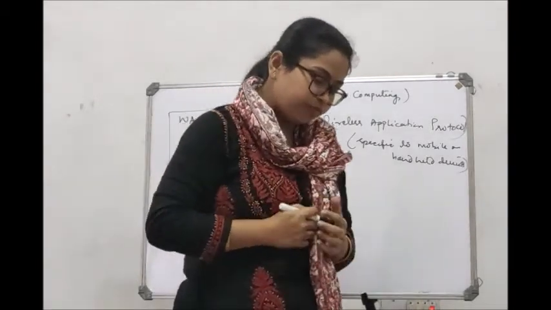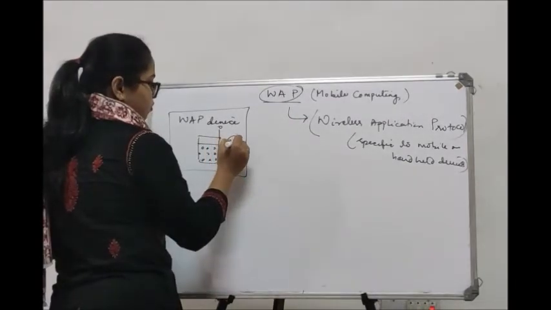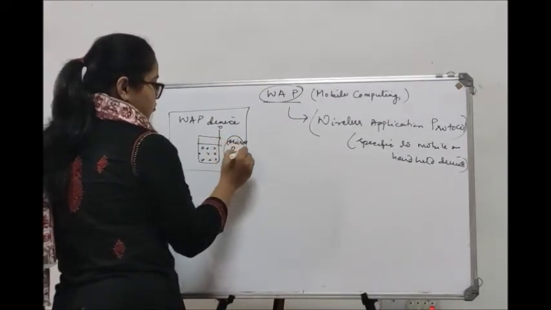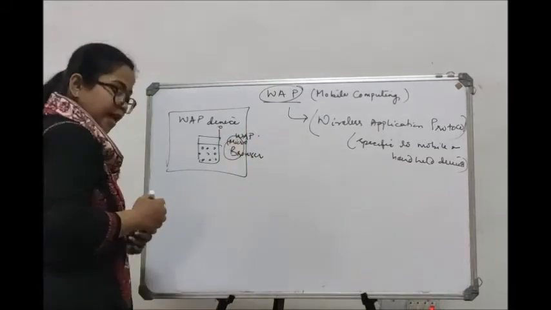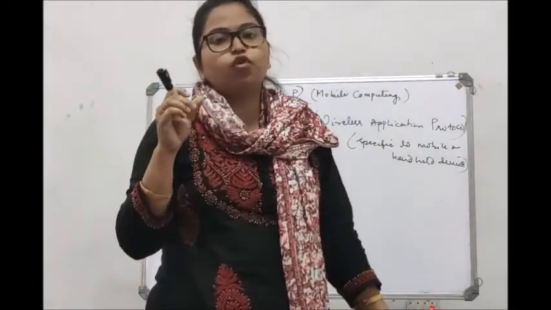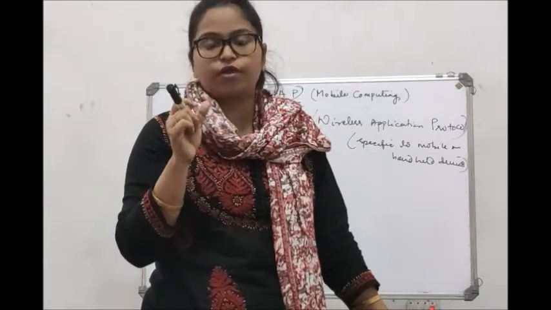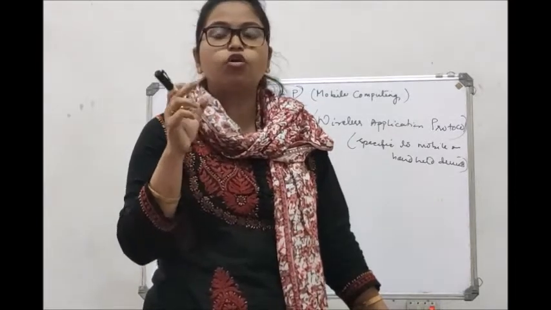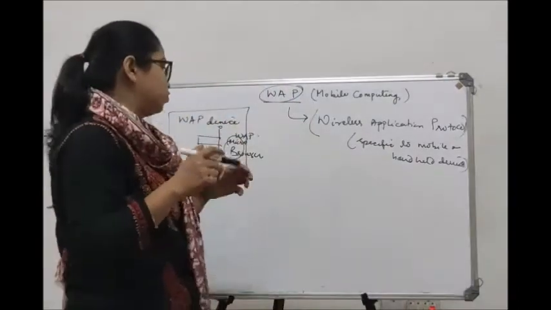First of all, the WAP device must have a micro browser. Those browsers are called WAP micro browsers. Generally, we also have Chrome in WAP. You will see Chrome in your mobile too, Google Chrome and all. Opera Mini is also a browser. That is also a micro browser.